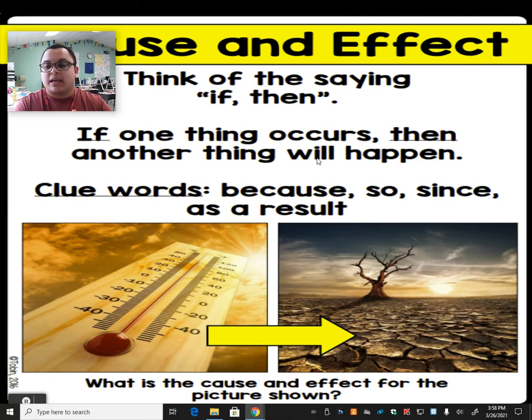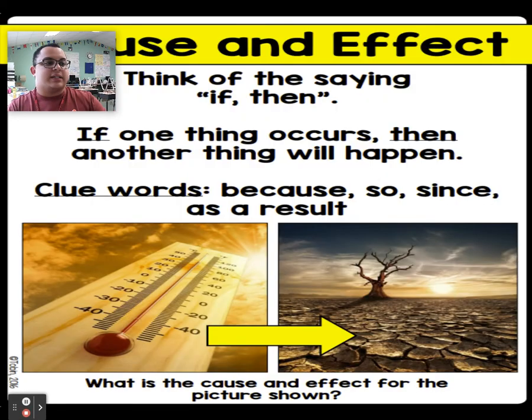I like to use some of my students, for example. So I would say, Jacob, since you know the answer, you are going to come to the board and answer the question on the board. So the cause of Jacob being able to come to the board is that he knows the answer. And the effect of Jacob knowing the answer is that he gets to come to the board. So what is the cause and effect shown for this picture? It looks like temperatures are rising. So if temperatures rise, then the ground will be dry.